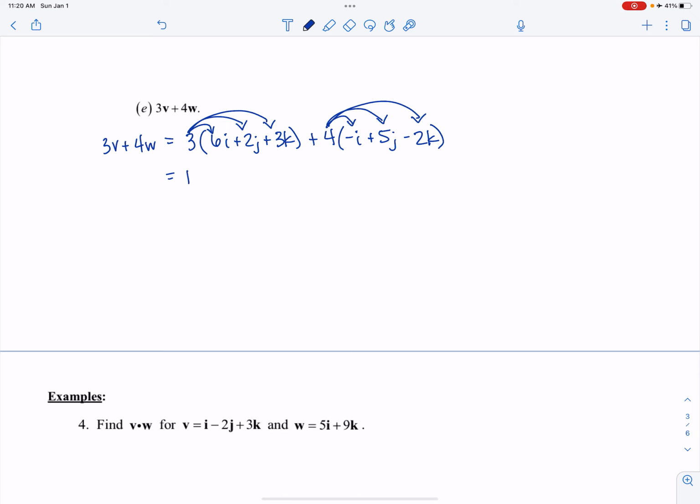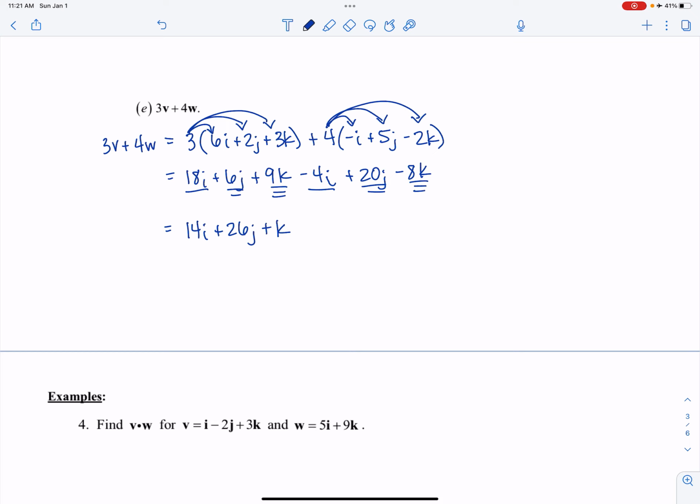6 times 3 is 18i. 2 times 3 is 6j. 3 times 3, 9k. 4 times negative 1 is negative 4i. 4 times 5, 20j. Negative 8k. Okay, now let's combine our like terms. 18i minus 4i is 14i. 6j plus 20j is 26j. And 9k minus 8k is 1k.